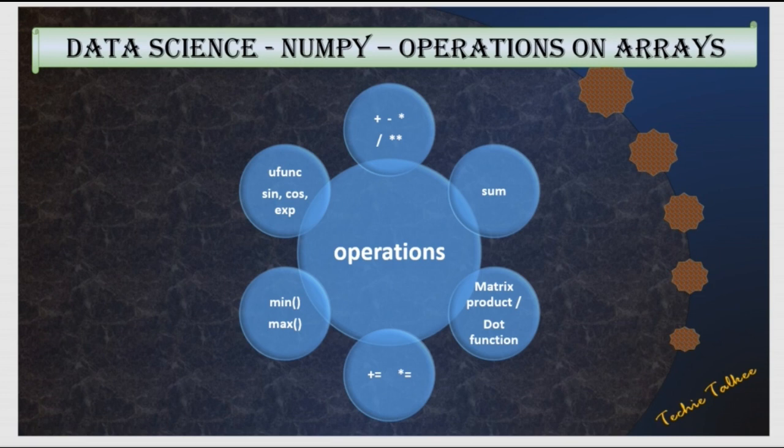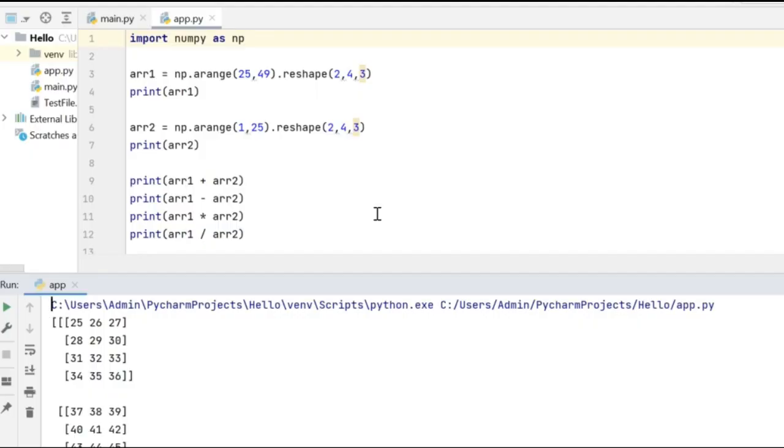Typically, a very basic operation that we would want to do on data is the arithmetic operation. NumPy supports these operations by using the operators and also by using functions. Let us consider two arrays of the same shape. On these arrays, I can do addition, subtraction, multiplication and division.